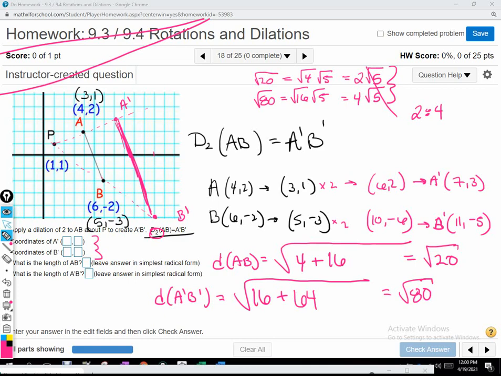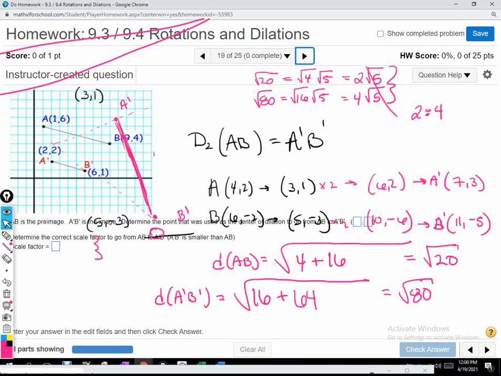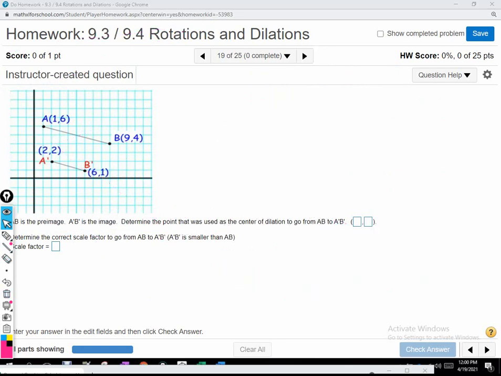19. All right, so AB is the pre-image, A prime B prime is the image. Determine the point that was used as the center of dilation to go from AB to A prime B prime. Determine the correct scale factor to go from AB to A prime B prime. So A prime B prime is smaller than AB.